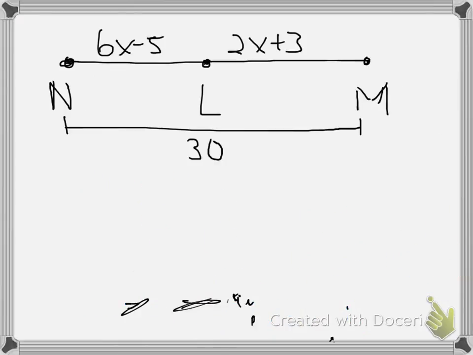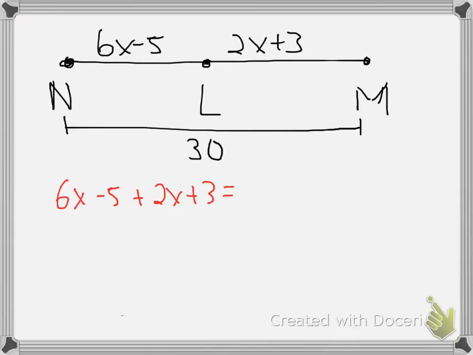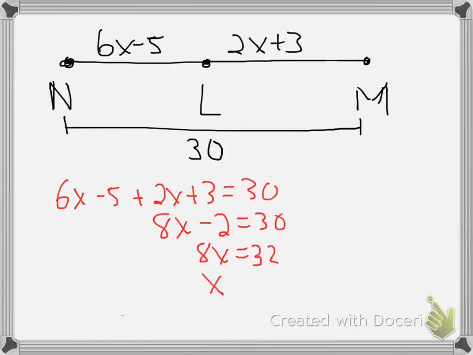One more problem of a similar type here. Again, the concept is still just the two parts add up to the whole thing. So, the two parts, 6x minus 5 plus 2x plus 3 has to equal 30. That would be 8x, combining the like terms on the left, minus 5 plus 3 is minus 2 equals 30. So 8x after adding 2 would be 32, and x will be 4.